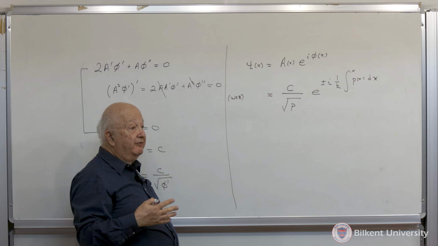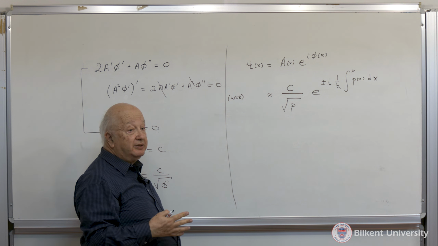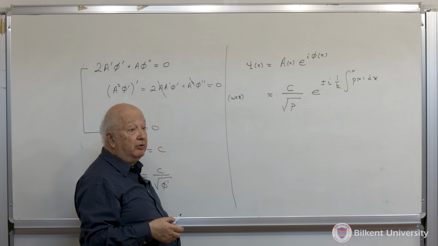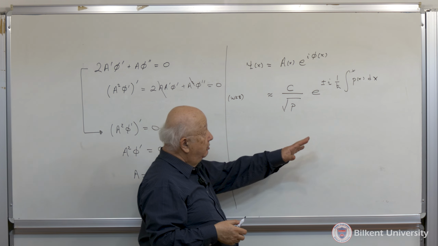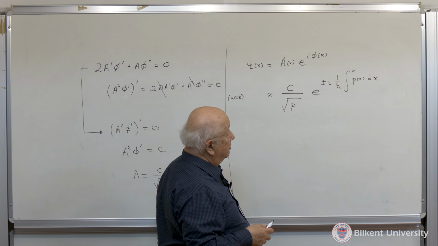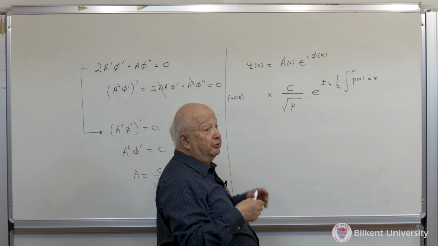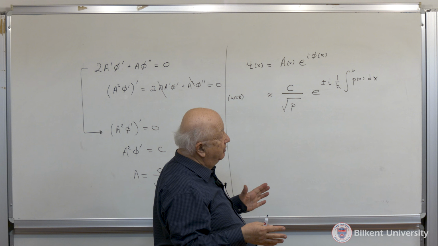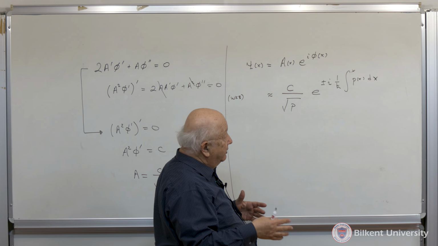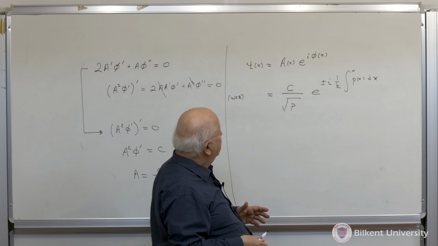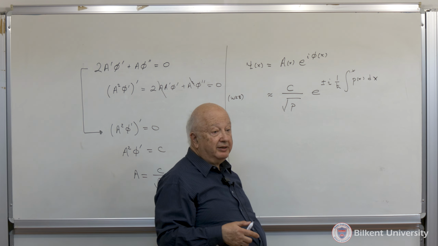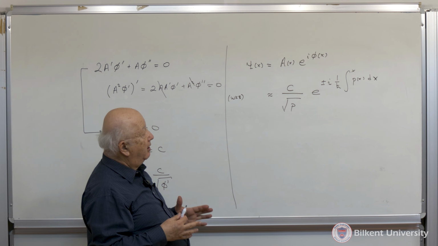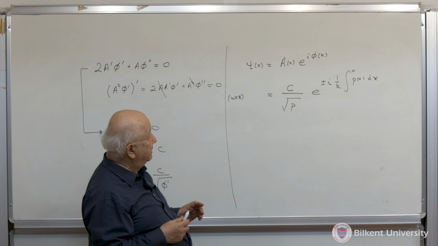So given any V of x, I have a solution for my Schrödinger equation. I don't have to solve the differential equation, I don't have to find the eigenvalues, etc. I can directly write this as the solution. Now, what are the problems with it? Let's just look at that.